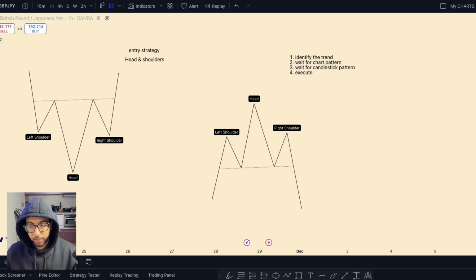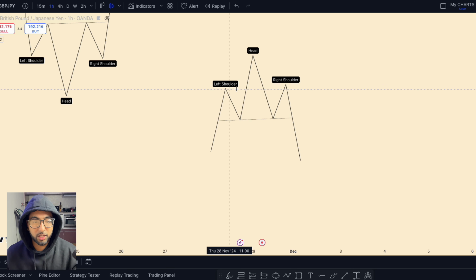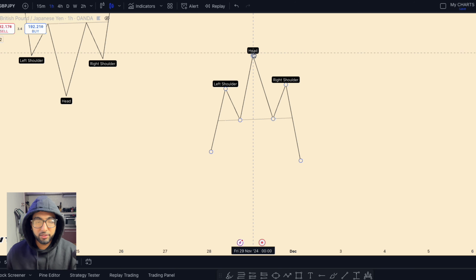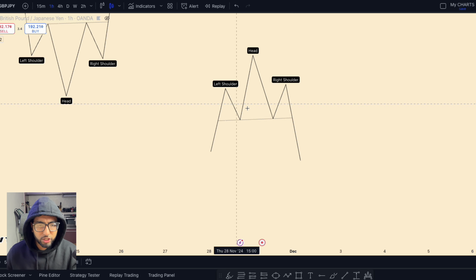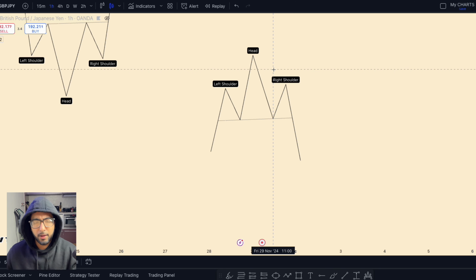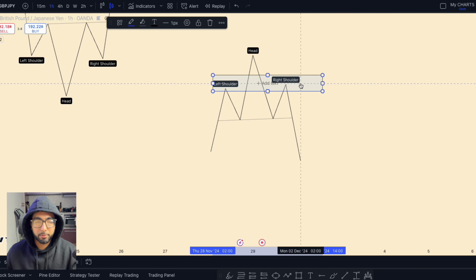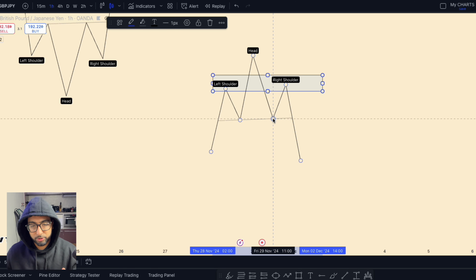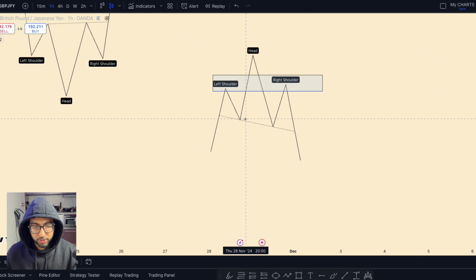So let's go down real quick. Usually when you see a head and shoulders pattern, you have to see some sort of left shoulder, some sort of head, and some sort of right shoulder. It's not always going to look exactly like this visually, but you need to make sure you identify that the left shoulder area and the right shoulder area are the same. We go from an upward trend to a downward trend, and usually you will see the right shoulder break this internal structure.